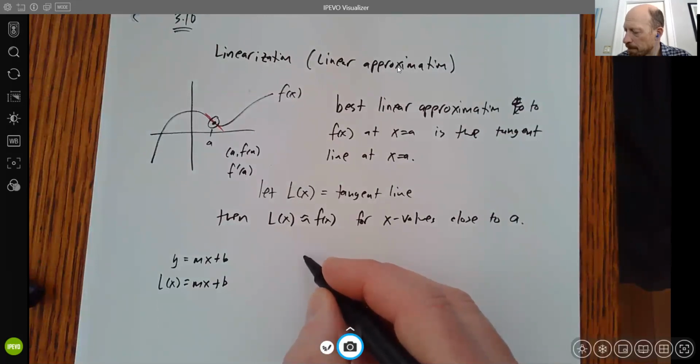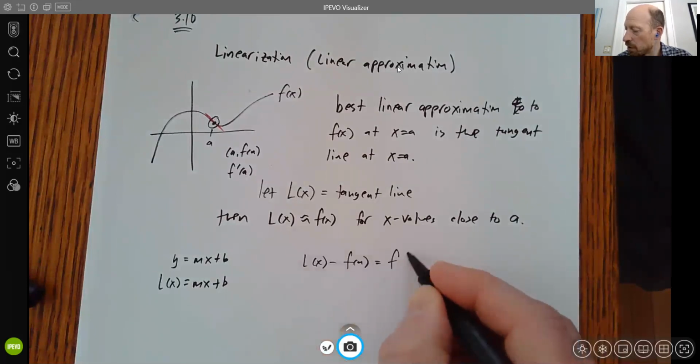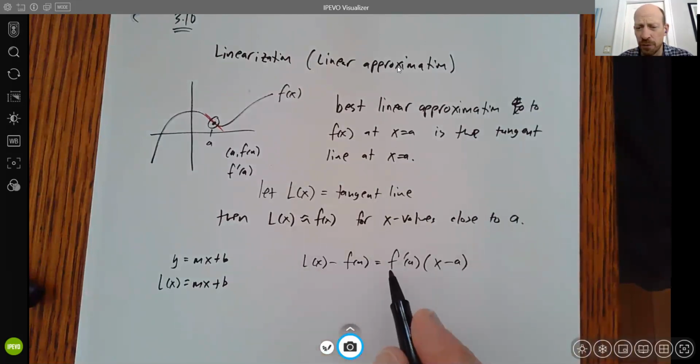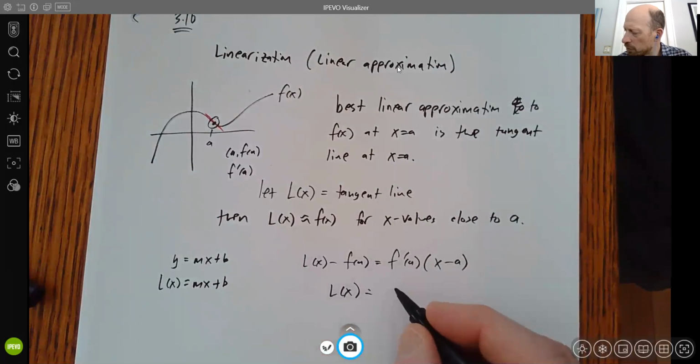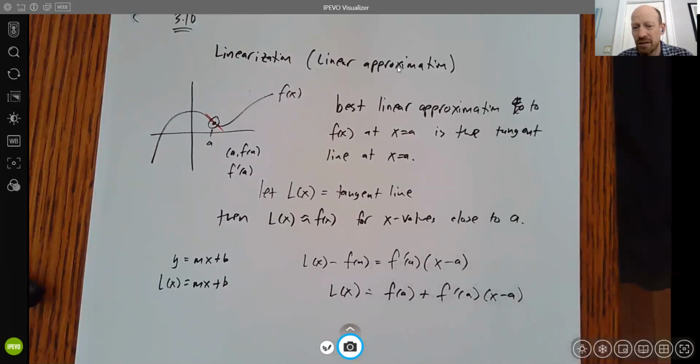L of x minus f of a equals f prime of a times x minus a, right? y minus y1 equals m times x minus x1. And then if you move the f of a over, I think the book writes it like this: f of a plus f prime of a times x minus a. And it sort of looks like it's like a new formula to remember, but it's not. It's just the tangent line at this point. So I would argue you don't really need that formula at all, but if you look in the book and see that, that's where it's coming from.